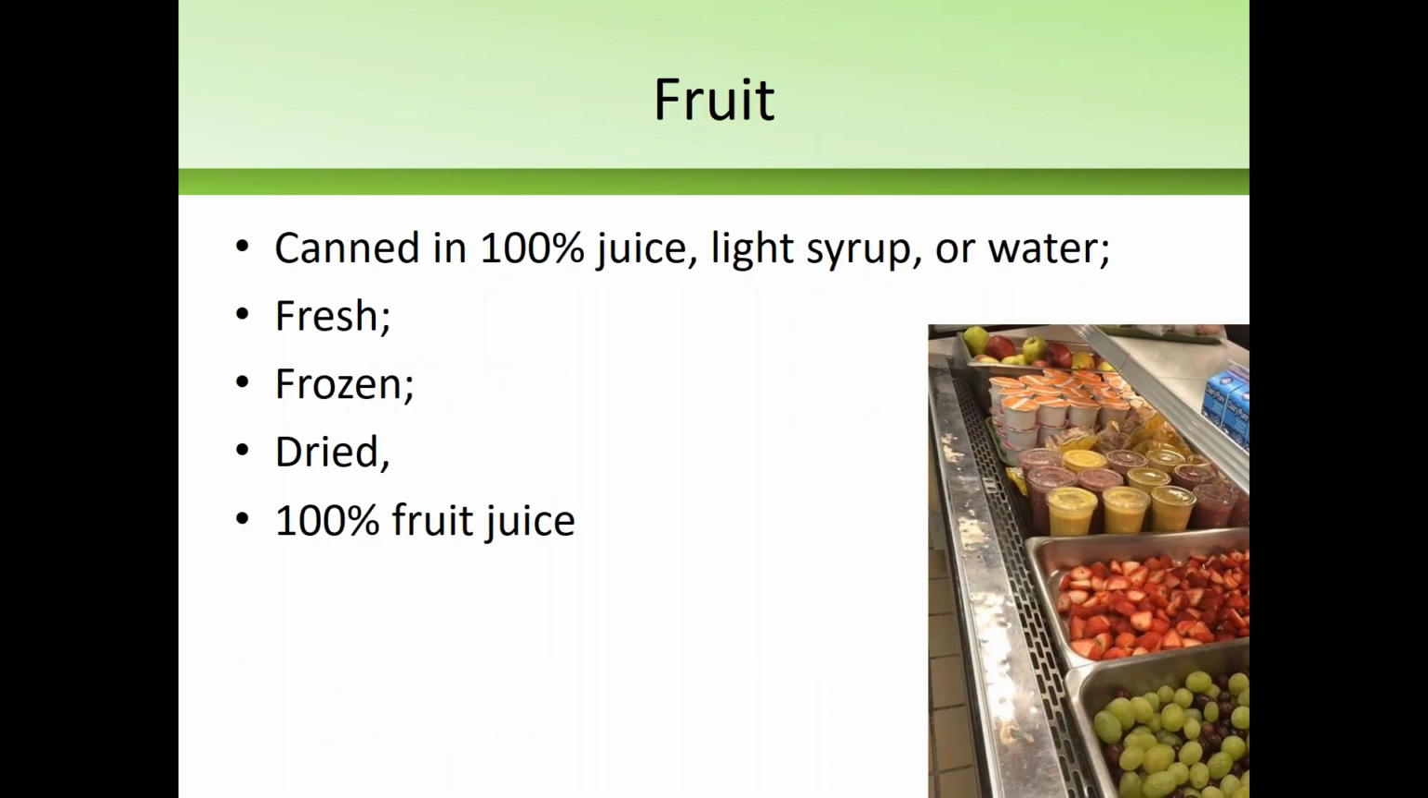The next component we're going to discuss is fruit. There are minimum daily and weekly requirements for the amount of fruit to be offered, and this depends on the grade group. Now, fruit can be offered in many different forms. This can include canned, fresh, frozen, dried, or 100% juice. And if you take a look at the picture on your screen, this is a beautiful salad bar that shows all of the different varieties of fruit that can be offered as fresh, in the form of a smoothie, or juice. And so it's important to provide choice to students and variety because they're more likely to try something and to consume it.